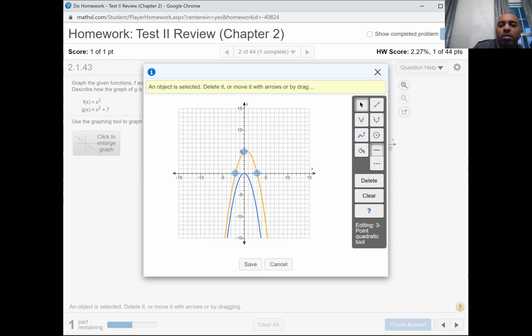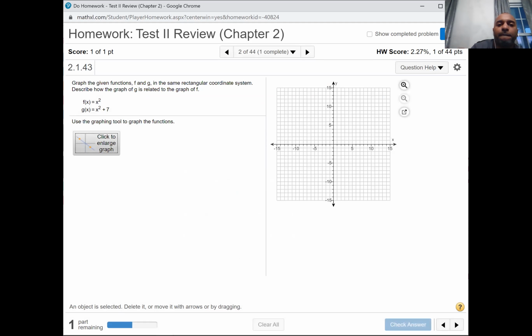All right. So what else you got? How do you find the range again? The range, you would just subtract the smallest value from the largest value.